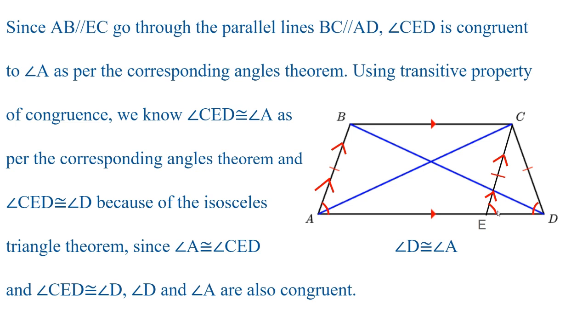And since angle A is congruent to angle E, and E is congruent to angle D, that means that angles D and A are also congruent, as we've said earlier. So angle D and angle A are now congruent as per the transitive property of congruence and the corresponding angles theorem.